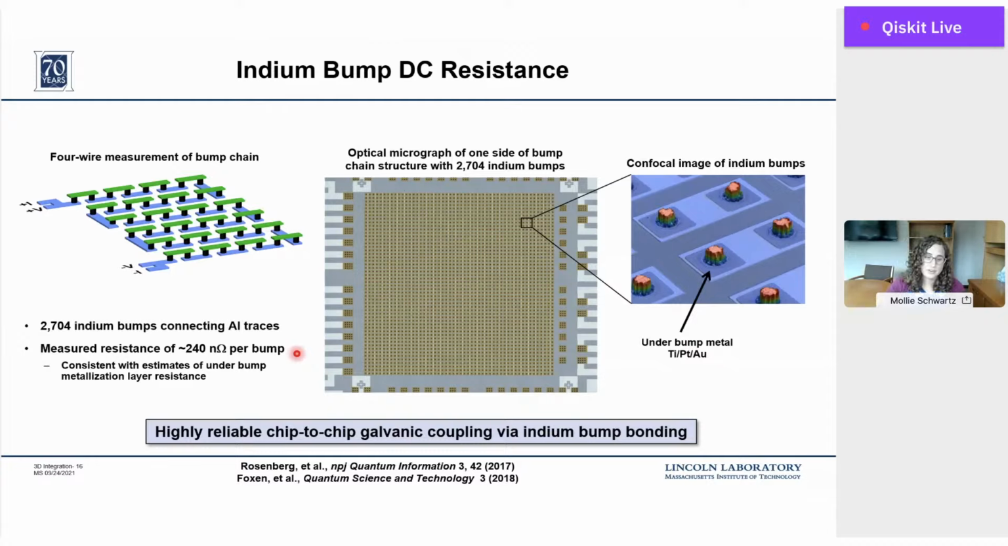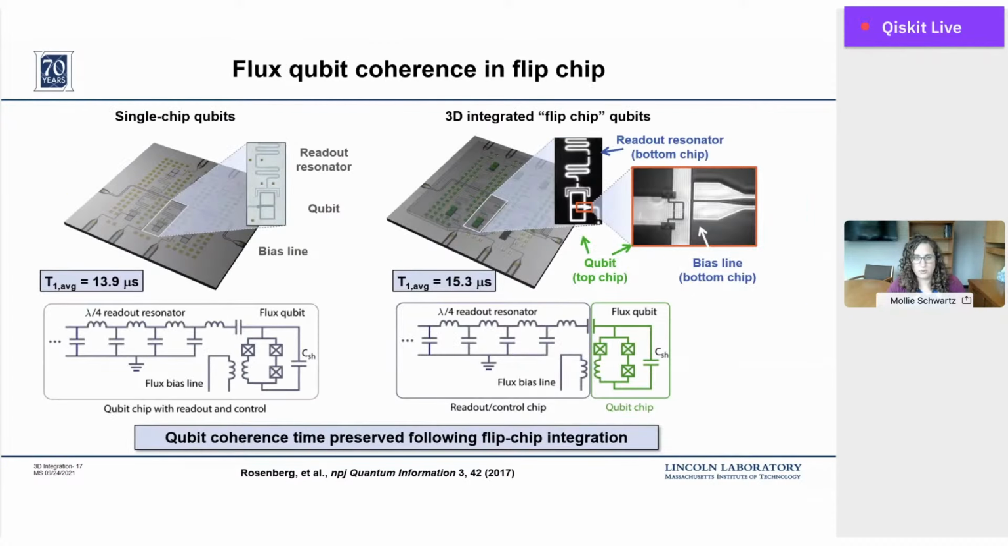Of course, the next question we want to ask is, is it consistent with qubits? And so we do a test with flux qubits, which have great applications in the quantum annealing space. And so we take on the left here a single chip, which has been fabricated to be compatible with bump bonding integration, but is not yet bump bonded. So we have sort of the interposer top off. And we measure several of these qubits, and we find an average T1 of about 14 microseconds.